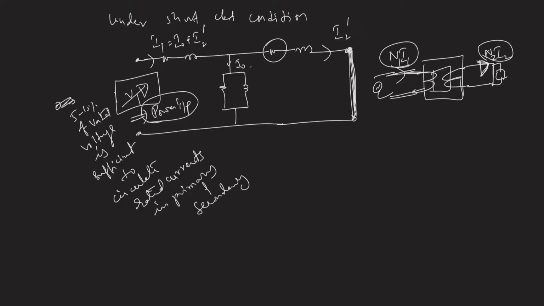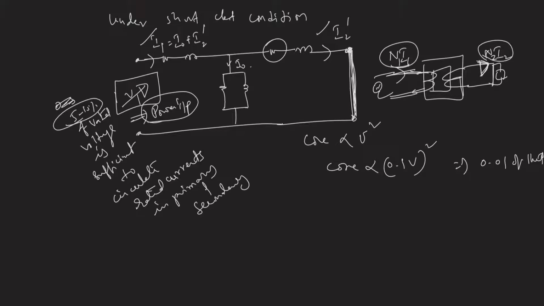Now what about the core losses under this condition? As I just said, the core losses are proportional to V squared, right? So to obtain the rated current in the primary and secondary, we have applied only 5 to 10% of the rated voltage, so the core losses are reduced by almost 90%. It will be about 0.01 of the rated core losses.